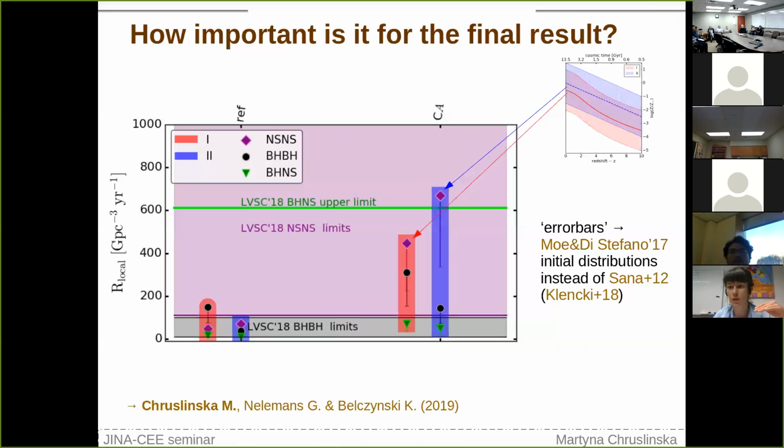And there are also observational limits, made based on gravitational wave observations. And you can also see some error bars, which indicate how much the estimate would change if I used different distributions of initial parameters for binaries. So changing to a more recent one would basically decrease the estimate by a factor of 2.